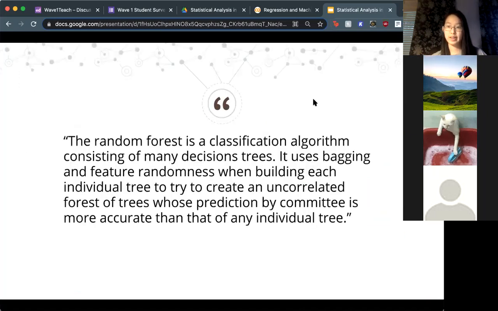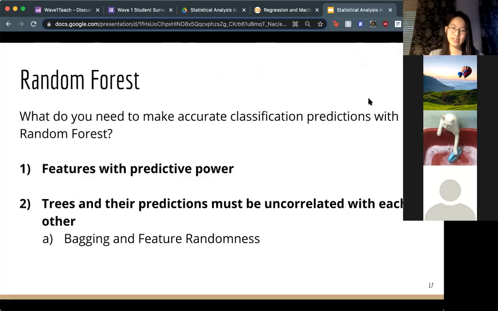So yeah, at its heart, random forest is a classification algorithm consisting of decision trees and using bagging and feature randomness to build individual trees to create an uncorrelated forest of trees whose prediction is more accurate than any individual tree. That's basically random forest. That's why it's so beautiful.